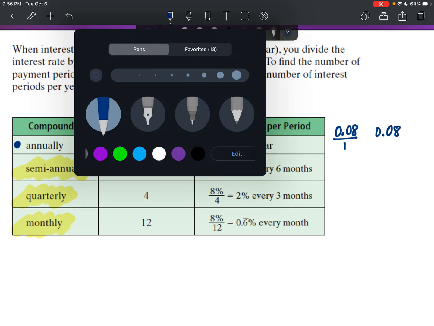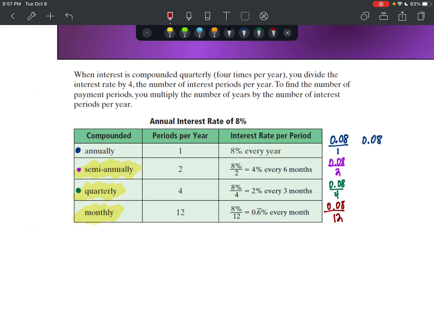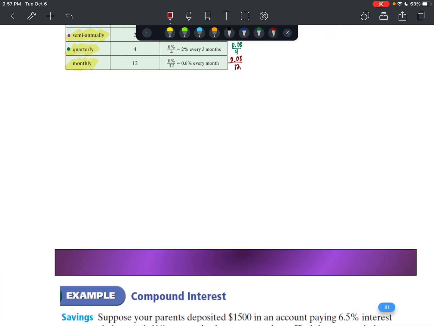Semi-annually means twice a year. So you're going to take that interest rate and you're going to divide it by 2. Quarterly means we're going to divide that interest rate by 4, because quarterly, 4 quarters in a year, and monthly, there's 12 months in a year. So monthly, we're going to divide that interest rate by 12. And I'll show you, we'll put this into action in our problem.